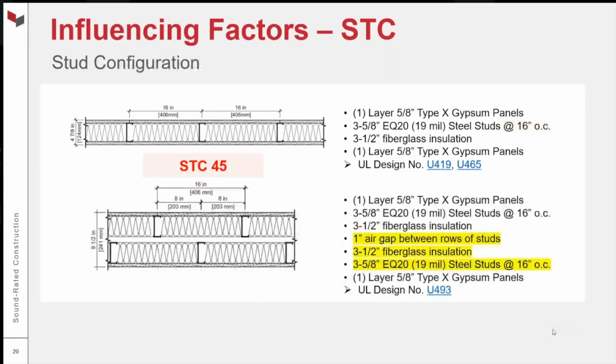Stud configuration, this is a big one. It should be big because it's a big change in the wall system, right? If we're looking at that wall on top, this is the same wall we've been looking at in the past few examples, 19 mil steel studs, 16 inches on center. And then the wall on the bottom is a chase wall. This is UL design U493, and there are other similar chase wall designs in the UL directory. Obviously here we've added a 1-inch air gap, a whole additional row of studs and insulation, same number of gypsum panels, still a 1-hour wall, but you're all the way up to STC 60.